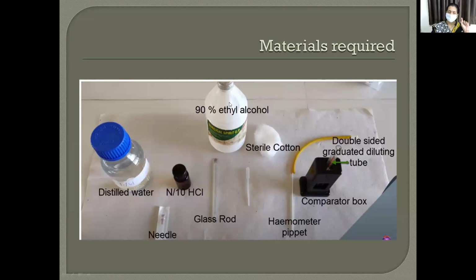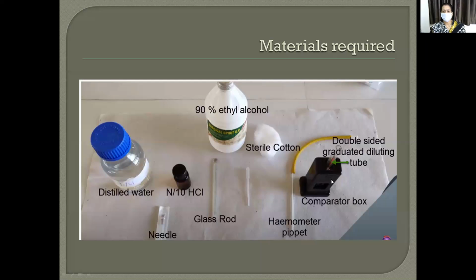You will put spirit on your finger, or if you're directly getting blood from somewhere, it's fine. Otherwise, you take the person's finger, then put spirit on sterile cotton. You'll rub it, then puncture it with the needle. Then you take the hemoglobin pipette, draw up to this mark, which accounts for 0.02 ml, and then you put the blood from the hemoglobinometer pipette into this graduated diluting tube, which you will keep in the comparator box. After adding N/10 HCl up to the 20 mark, you add this 0.02 ml of blood inside it.